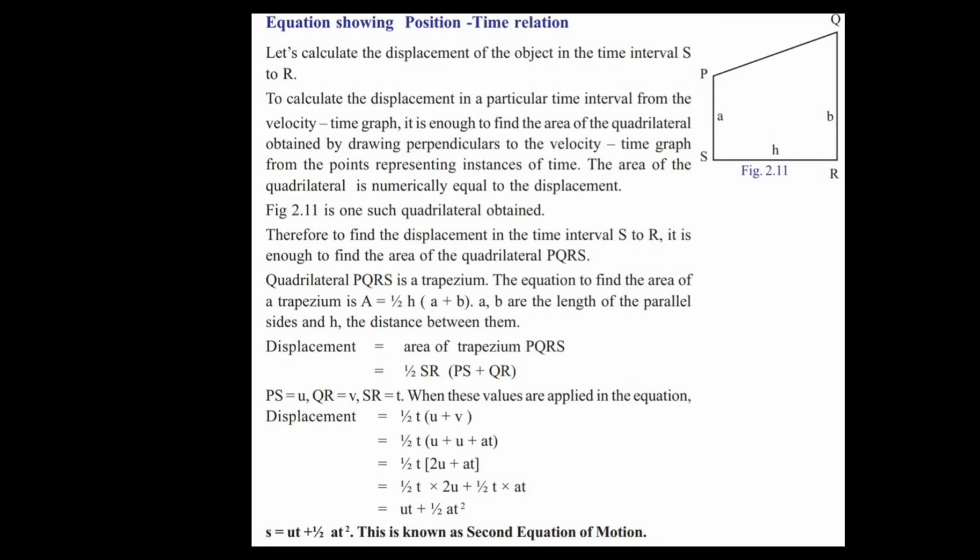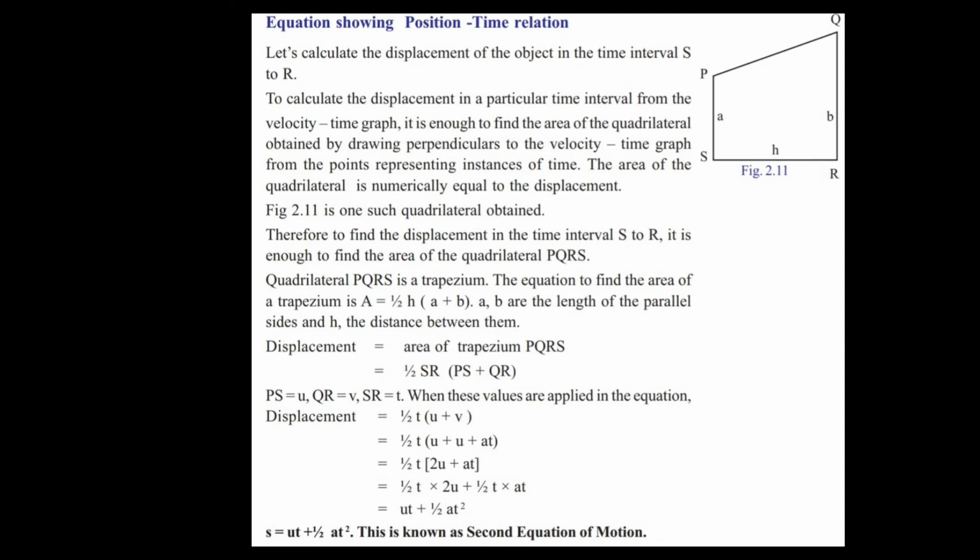Then how can we change that? Half into, instead of h we can write SR, instead of a we can write PS, plus instead of b we can write QR. Now in place of half h into (a plus b), we will write half SR into (PS plus QR). PS is u, the initial velocity. QR is the final velocity. SR means the time. So we can write S is equal to half t into (u plus v).